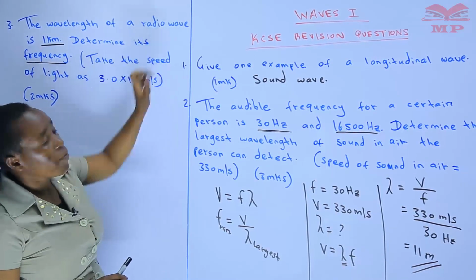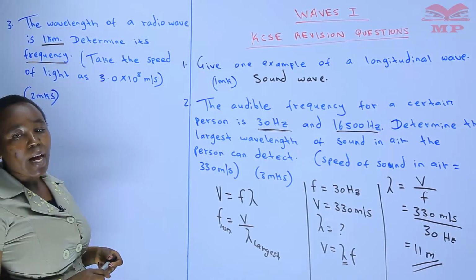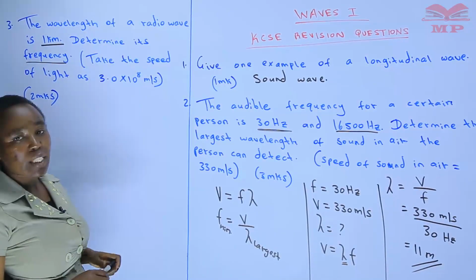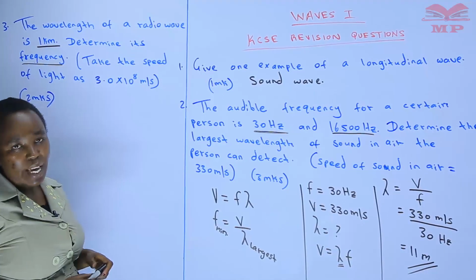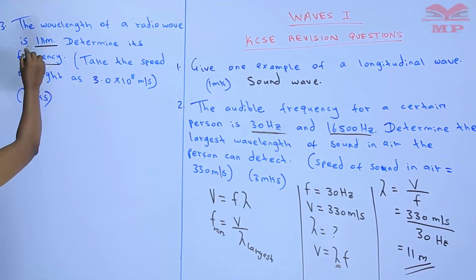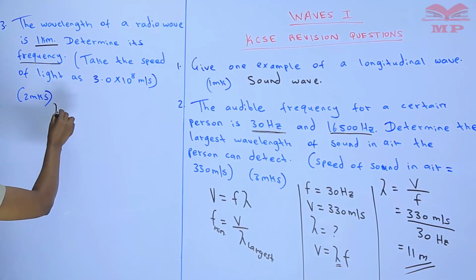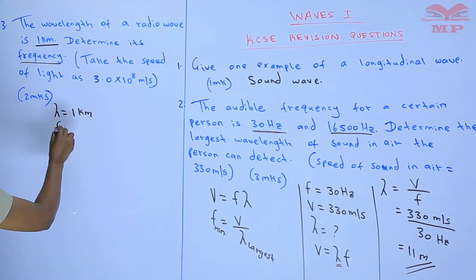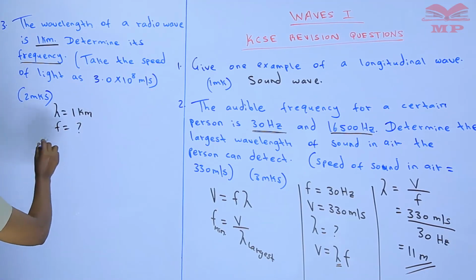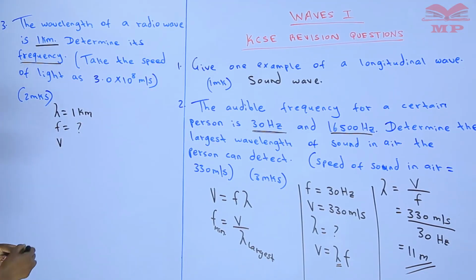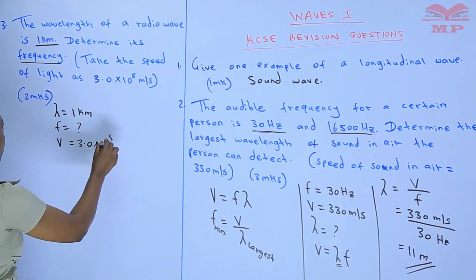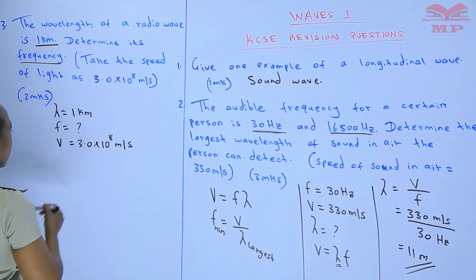And a radio wave is an example of an electromagnetic wave, and therefore it is also going to travel at the speed of light. So in this question, the wavelength is given as 1 kilometer. We are told to determine its frequency, and we have been given the speed of light, which is the same as the speed of the radio wave, as 3.0 times 10 power 8 meters per second.